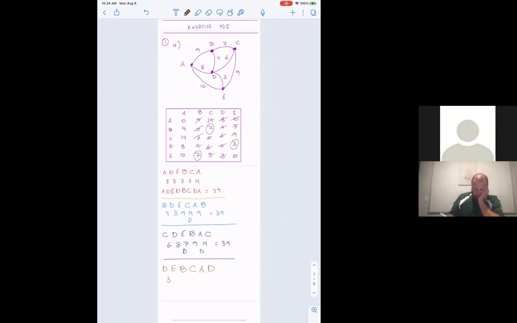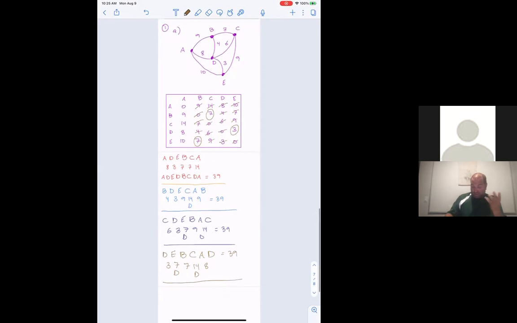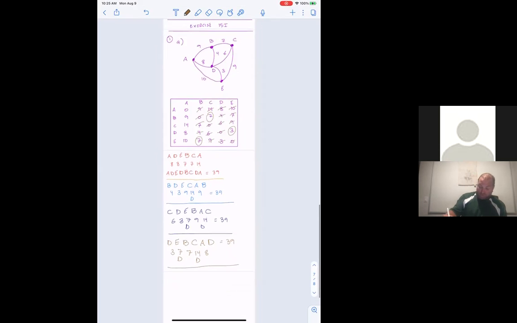So D to E is 3. E to B, which passes through D, is 7. B to C is 7. C to A, which passes through D, is 14. And then A to D is 8. 10, 17, 30, 39 again. Well, remember, the question says if more than one root is possible, give the upper bound for both roots and select. So far they're all 39.